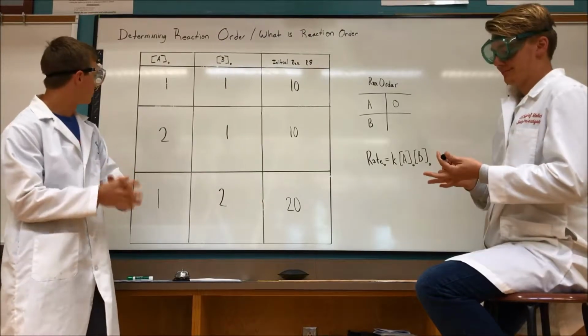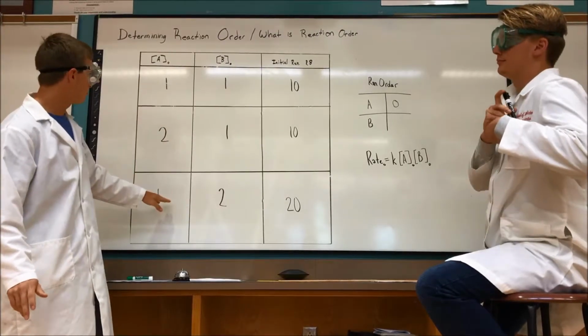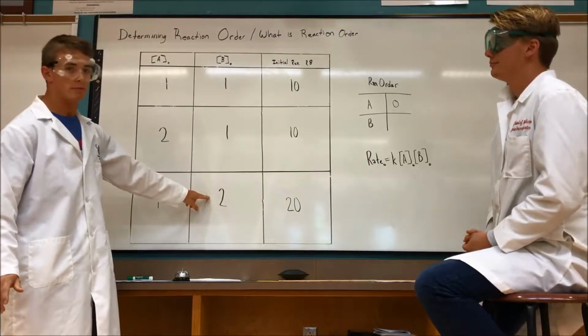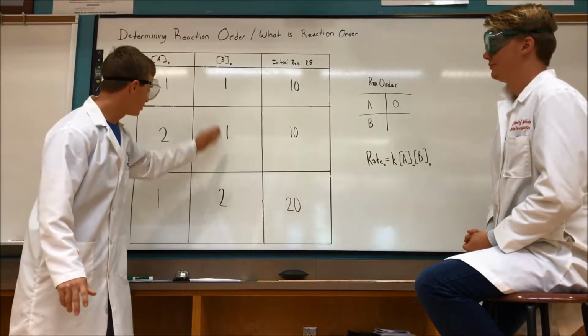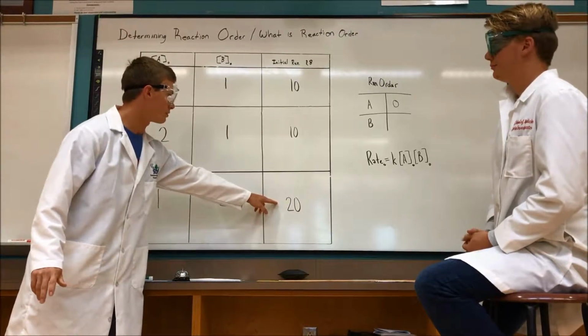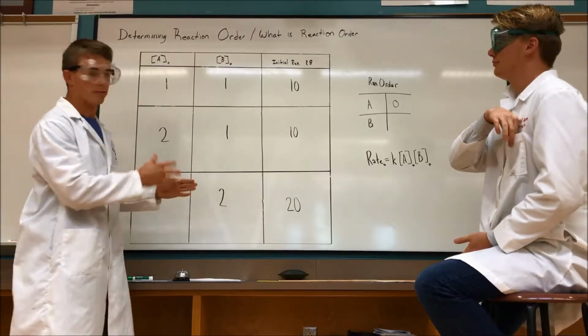And in the second example, we will bring A back to 1 and double the concentration of B, and we can see that as B doubles, the initial reaction rate also doubles. That is a first order reaction.